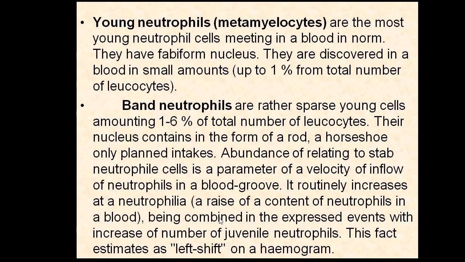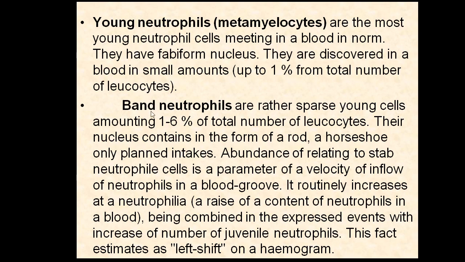Young neutrophils, as you can see here, constitute only up to 1% of the total number of leukocytes. Young neutrophils have a horseshoe-shaped nucleus. They are really young cells which are present mostly in the red bone marrow, but 1% of them can go to the peripheral blood. No more. If more, it is pathology.